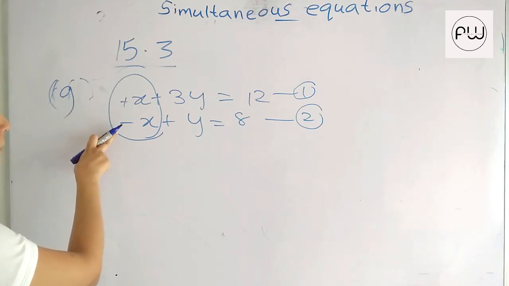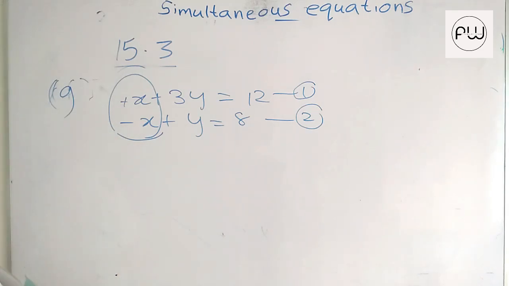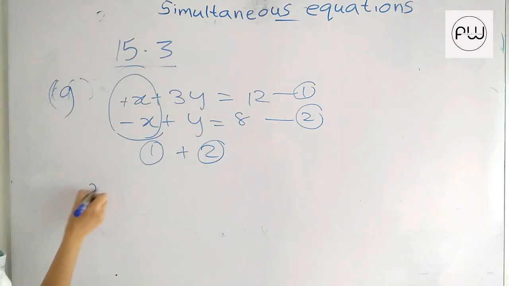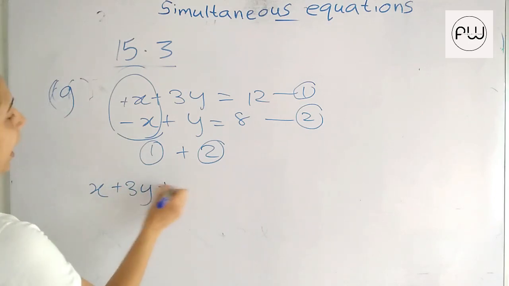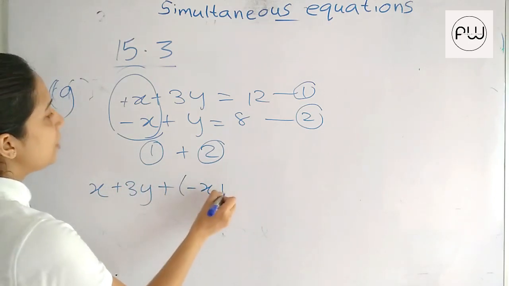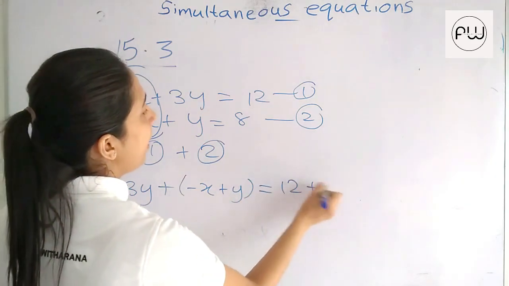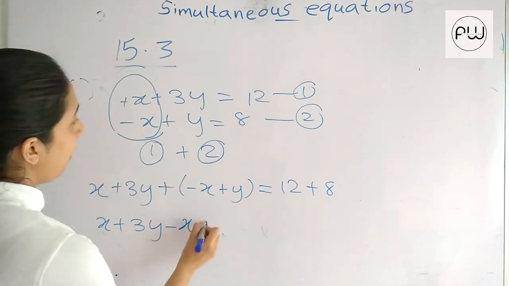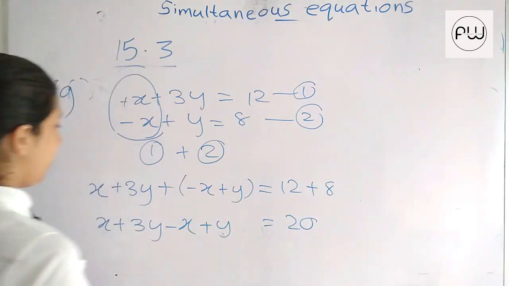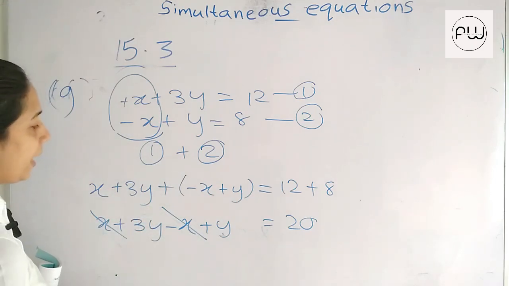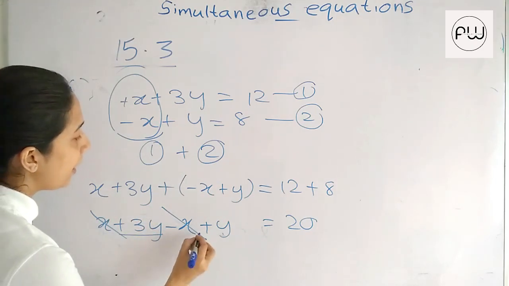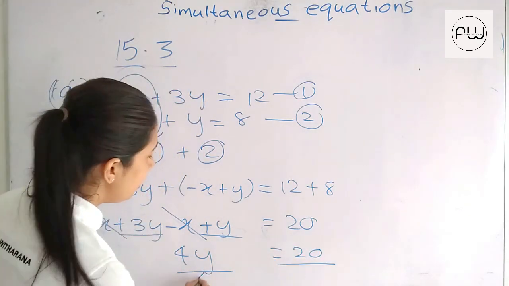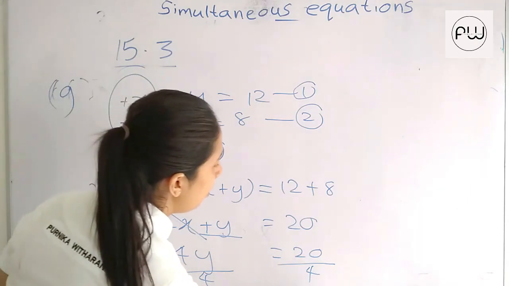Then what can we do? We can add these equations together. Then we add the first equation and the second equation. First equation x plus 3y, and the second equation is minus x plus y, equals 12 plus 8. Now let's simplify. x plus 3y minus x plus y equals 20. Right, now see here plus x and minus x cancel out together, and here plus 3y and here plus y, all together plus 4y equals 20. You can divide both sides by 4, then y equals 5.